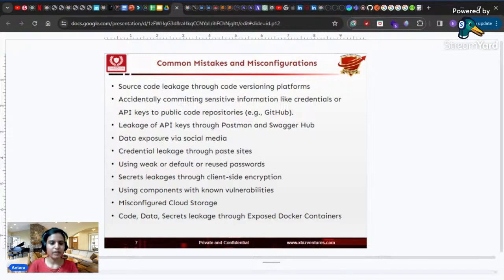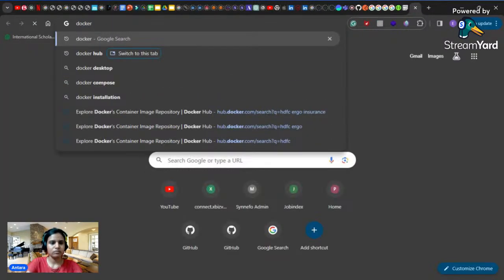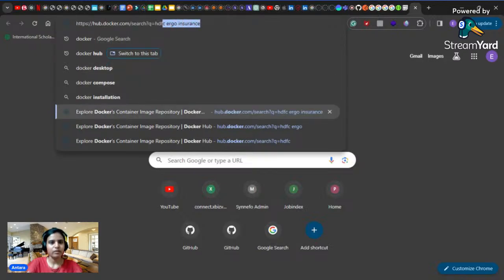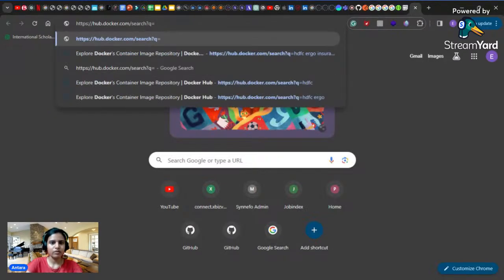Then we have code, data and secrets leakage through exposed Docker containers as well. You could easily find these on Docker too. You just need to provide the right keyword, and you would see what publicly exposed images there are, and with one simple Docker pull command, one can just download the entire image.